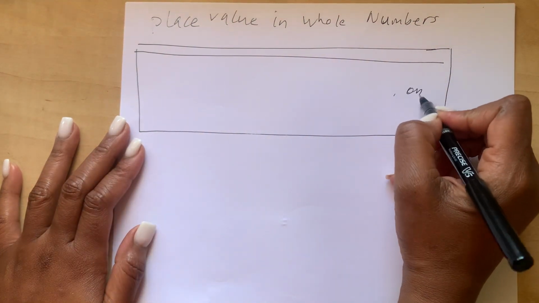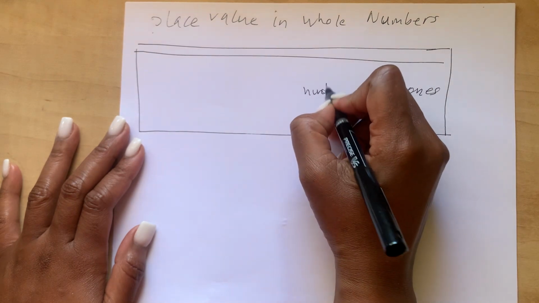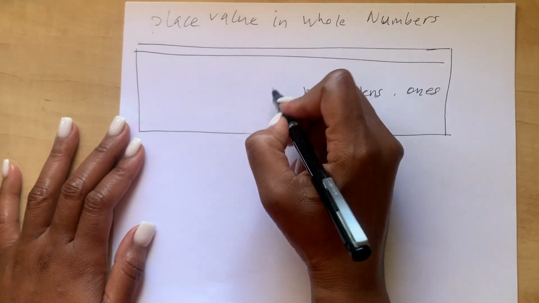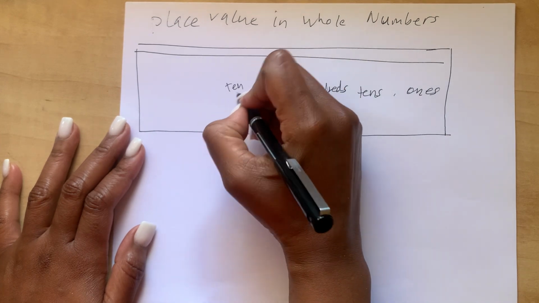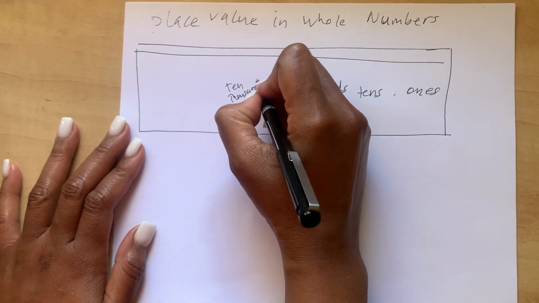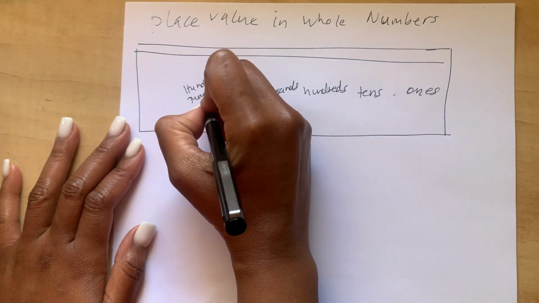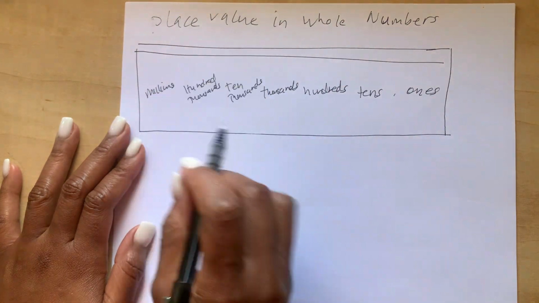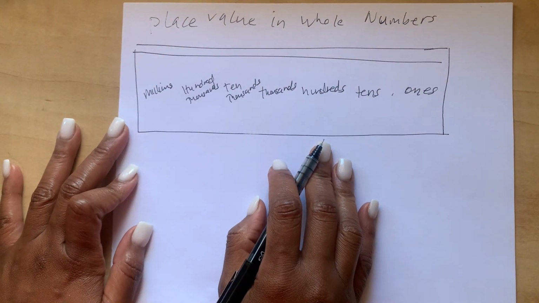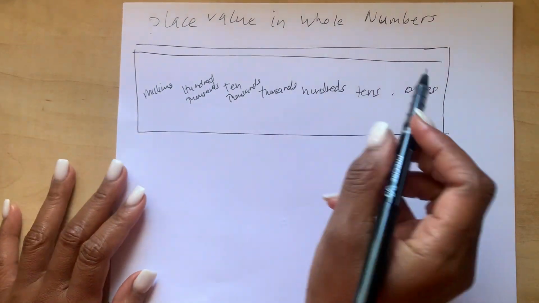So here we start with our ones, tens, hundreds, thousands, 10,000s, 100,000s, and then millions. So for this, we could go on further, but for the sake of the video, we'll stop at millions.